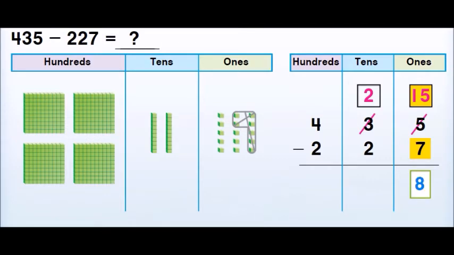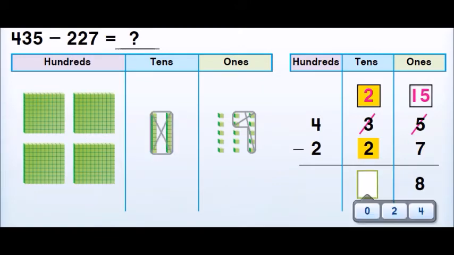It's 8. Now look at the tens column. In this column, you're subtracting tens. How many tens are left when you subtract 2 tens? There are 0 tens left.